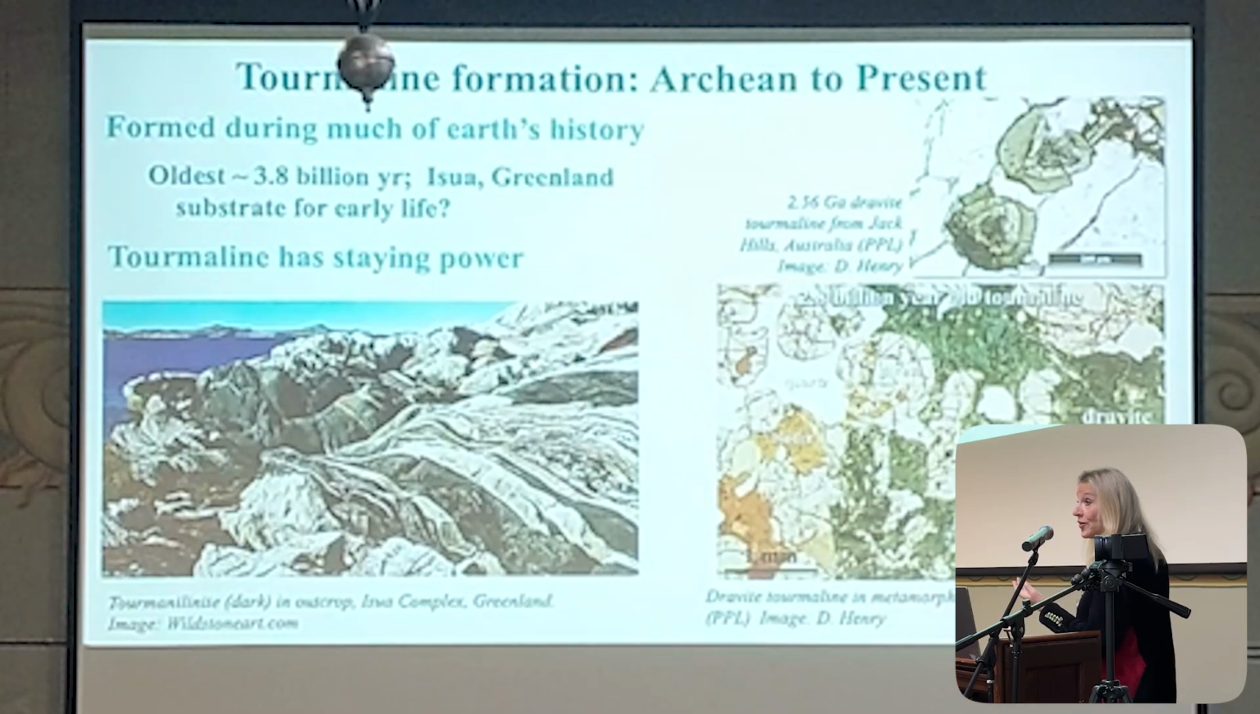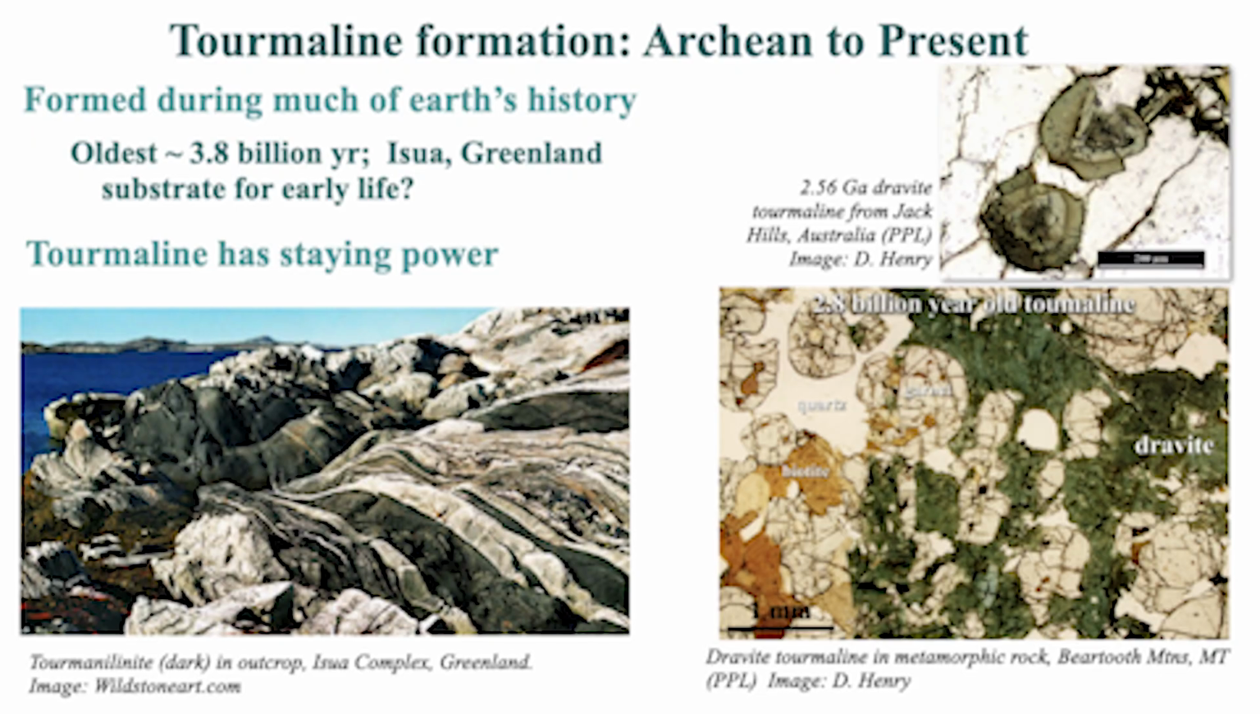Two other very ancient terrains that contain tourmaline. One is shown here. This is the Beartooth Mountains just next door in Montana. These are 2.8 billion year old dravites. These are the green minerals here. And even those occur in the Jack Hills, the area in Australia that's known for its very old zircons. These are about 2.6 billion year old tourmalines that are in those rocks.